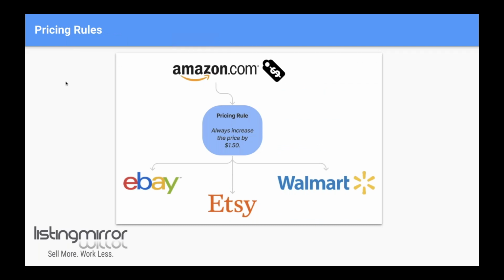the integration settings. So Erin talked about earlier, you can set it up so Amazon is your source for pricing. So we're updating from Amazon, we update that price, pull it into Listing Mirror, and then sync it out to your other channels.